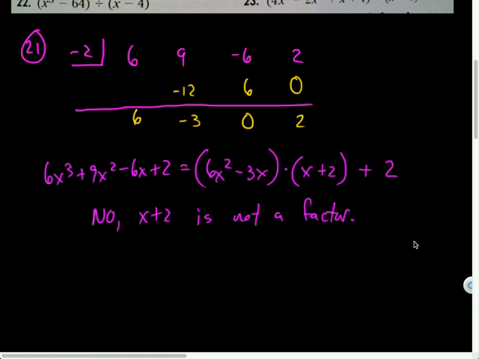All right. And then if I asked a follow-up question, just to relate it to our synthetic substitution, if I asked you what is f of negative 2, what would you tell me?